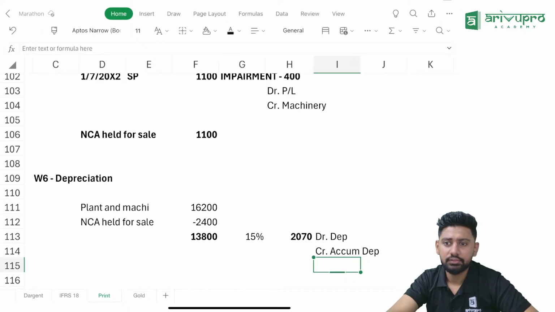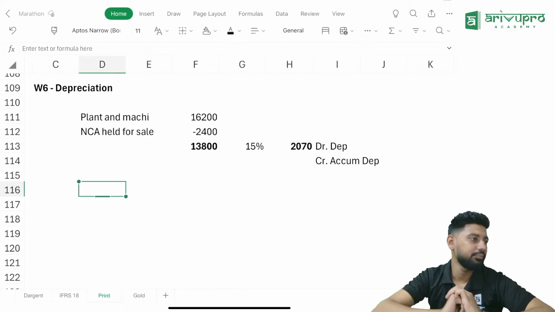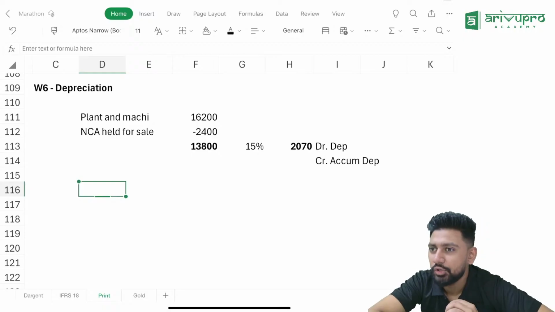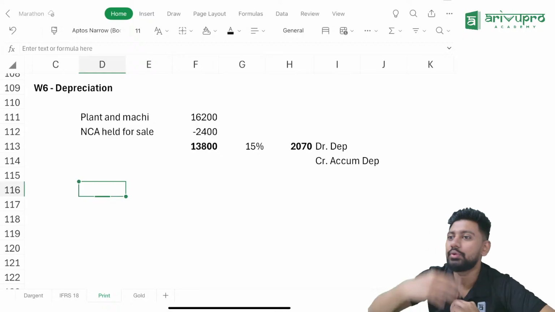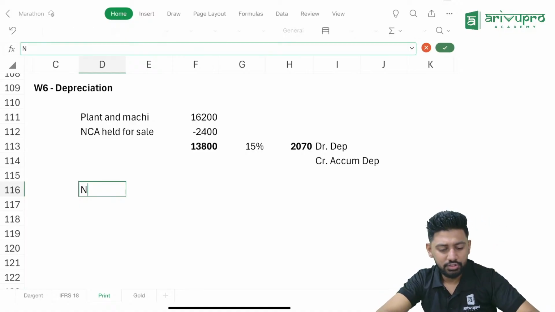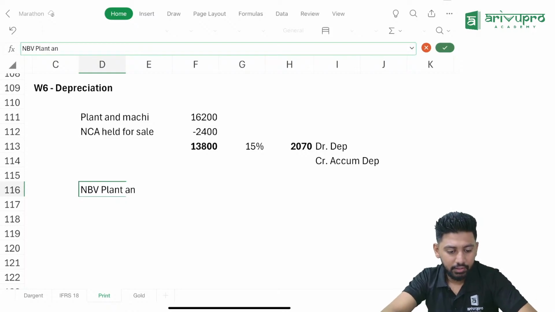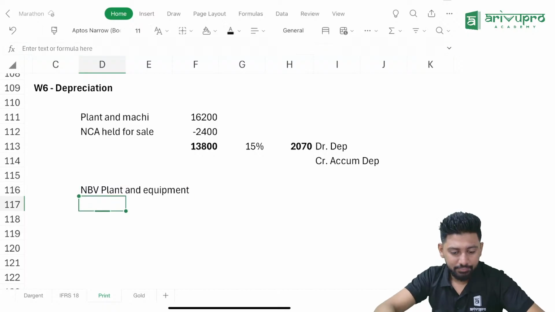Done and that's it. Now all what I have to do right now here in the exam, if you can directly get your net book value, it's easier for you to connect it to the balance sheet. So if I'm you, what I will do is net book value, property, plant and equipment. So I make my life easier.